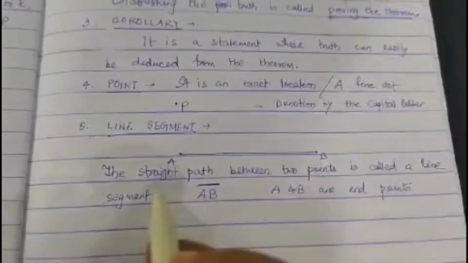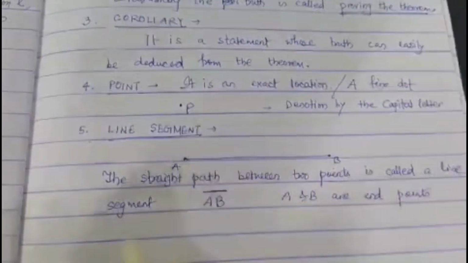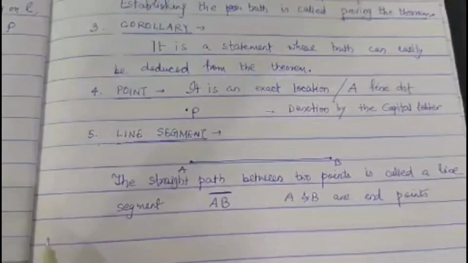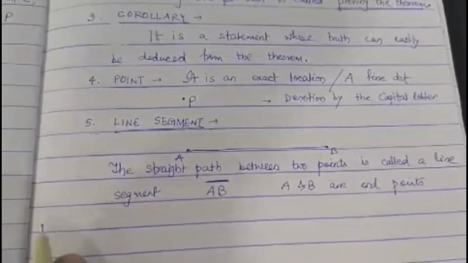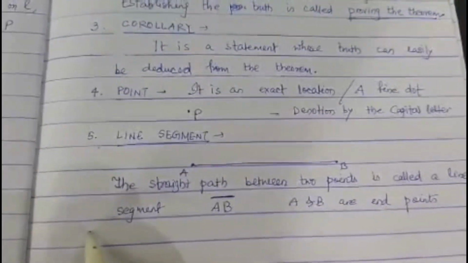Now you can see that a line segment has a definite length. This is the length of the line segment. So the distance between 2 points is equal to the length of the line segment.